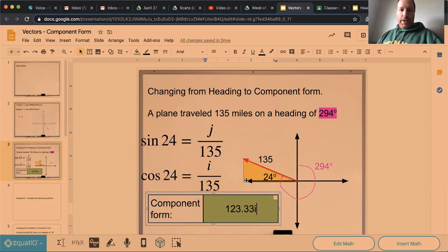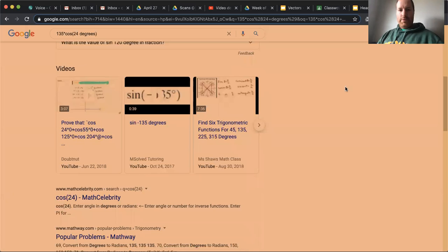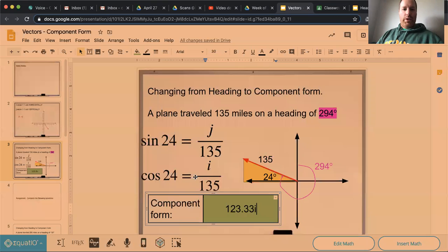And then our vertical component would be 135 times the sine of 24 degrees. So let's go 135 times the sine of 24. Oh, we're in degree mode here. Okay, so then we can just hit enter because I'm in degree mode on this part. So 54.91 on there. So we put plus 54.91 J. Okay, so there's our component form.